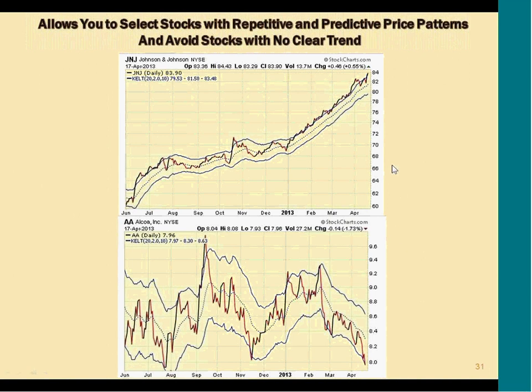And this makes my life much easier, to eliminate stocks that have no clear trend and just focus on these ones with repetitive price patterns. Here's another example. This is Kellogg. You can see a very predictive, repetitive price pattern here. The lower chart is FCX. Again, no real clear trend. You really can't get a feel for where this stock is going next, so I just simply avoid stocks like that. There are too many good opportunities like Kellogg to focus on rather than trade this type of stock.